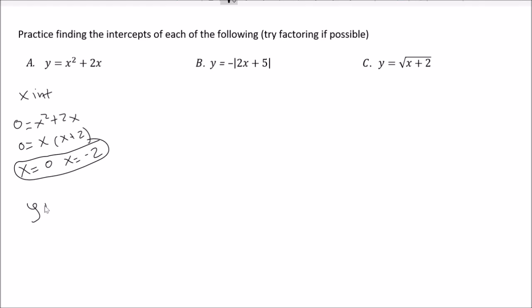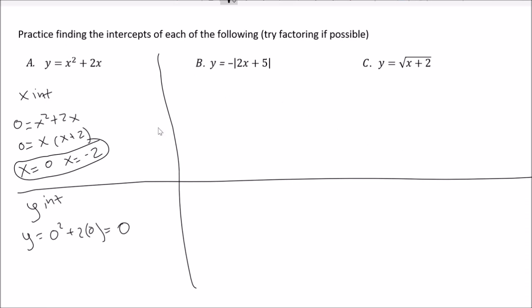Let's now do the y-intercept. For that, I know that I'm plugging in a 0, so y will equal 0 squared plus 2 times 0. All right, y'all, I really like finding y-intercepts. They're typically pretty easy because most stuff cancels out. In this case, everything cancels out, and it's 0. Okay, let's do the next one.